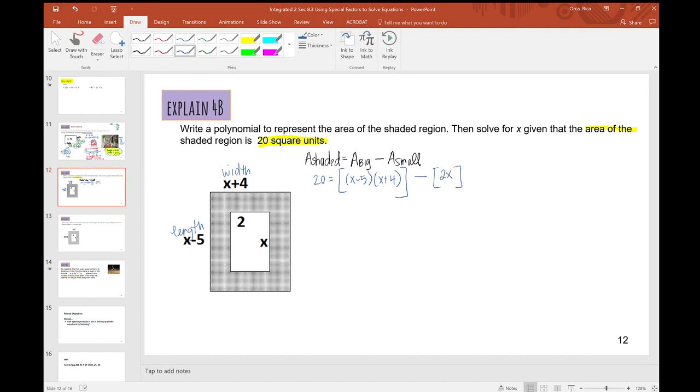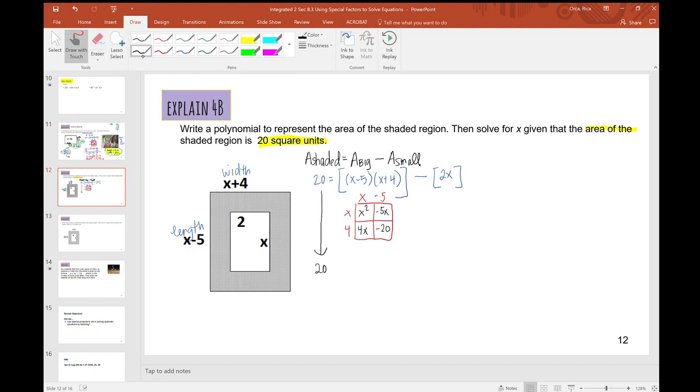Now let's simplify. I need to multiply this binomial to the binomial, so let's use the box method. We have x and negative 5, x and 4. Let's fill in the box. X times x is x squared, x times negative 5 is negative 5x, 4 times x is 4x, 4 times negative 5 is negative 20. So let's break this down, rewrite everything.